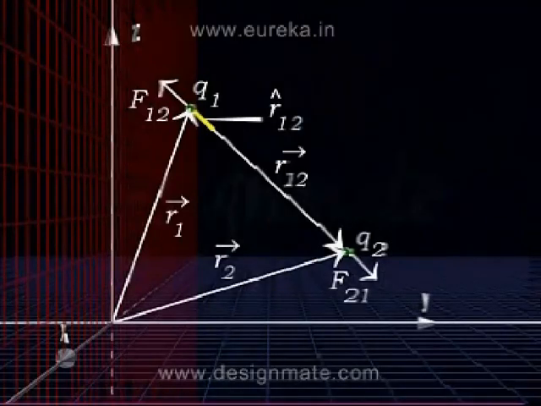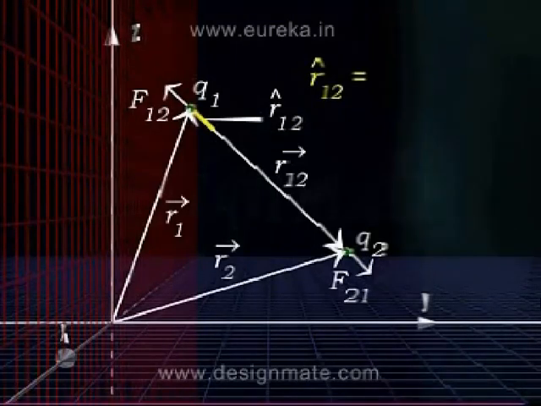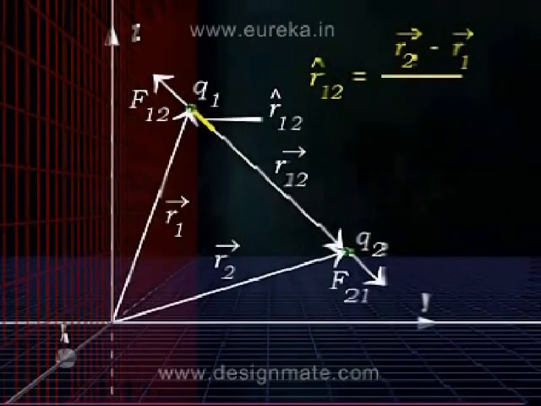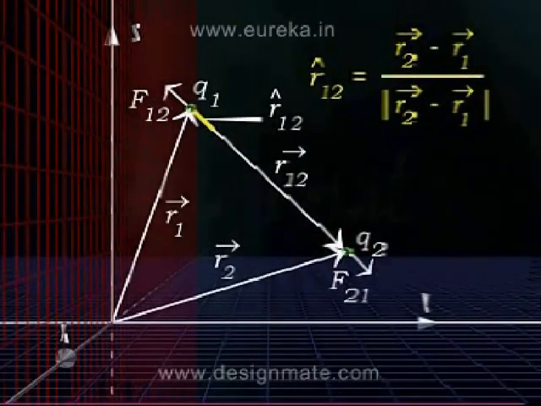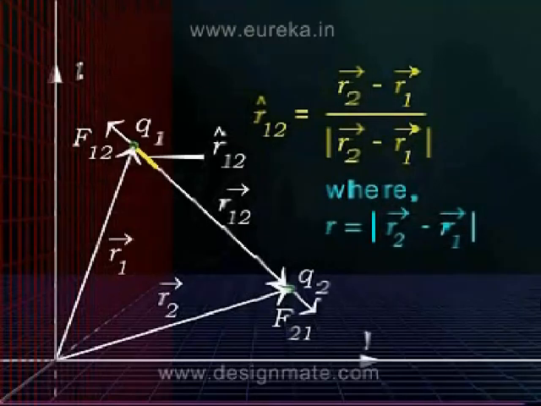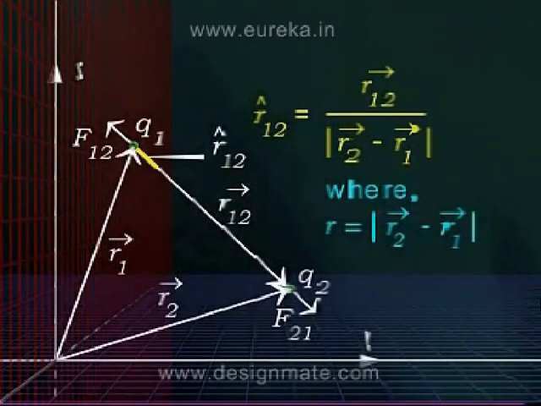In the figure, it is clear that r cap vector 12 is equal to vector r2 minus r1 upon modulus of vector r2 minus r1, where r is equal to modulus of vector r2 minus vector r1. That is equal to vector r12 upon r.